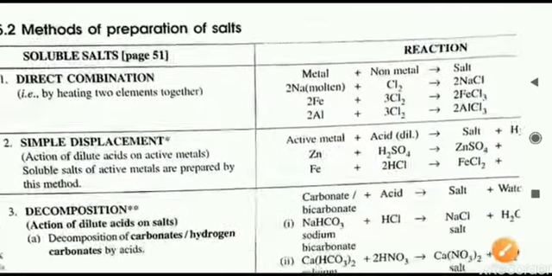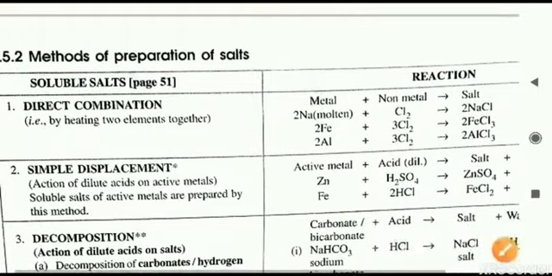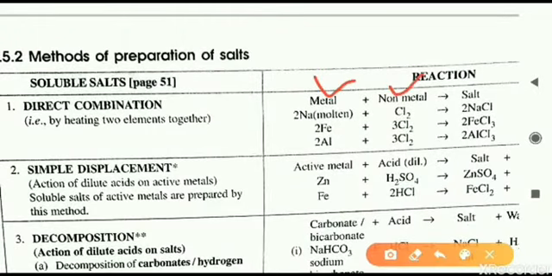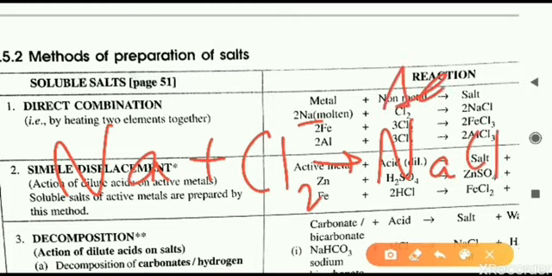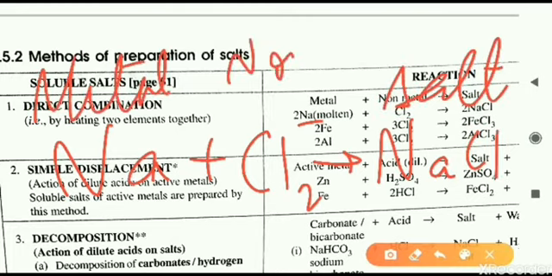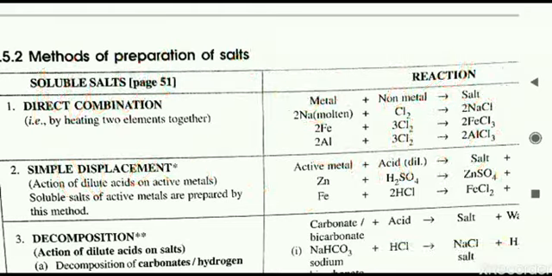Let me zoom in so that you can see. So metal plus non-metal, one metal reacts with a non-metal, and what we get is salt. An example is given here, like sodium metal. Sodium reacts with chlorine, and as a result what forms is a salt, that is NaCl. So that is the simple method. Metal reacts with non-metal to form a particular salt. This method is called direct combination.